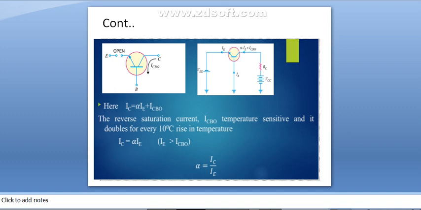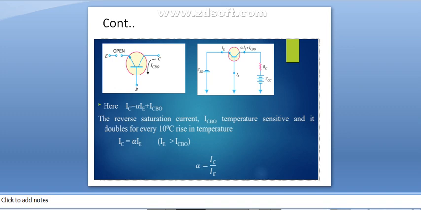The collector current equation in common base configuration is IC equal to alpha IE plus ICBO, where alpha is the fraction of emitter current and ICBO is the reverse saturation current. Since IE is greater than ICBO, we can neglect ICBO, then IC equal to alpha IE. From this, alpha equal to IC by IE.